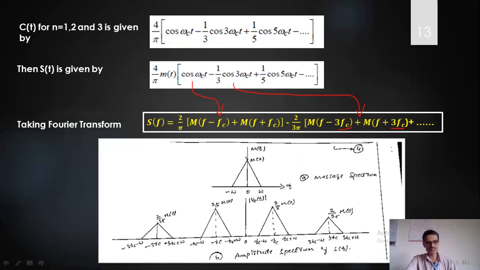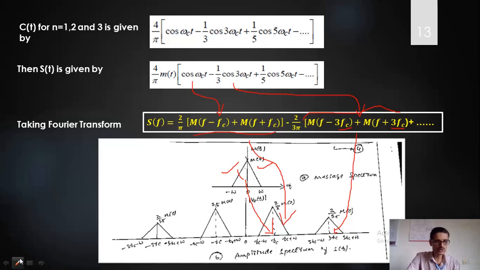If I represent this graphically in the frequency domain, this is my original spectrum m of f, which extends between 0 to w hertz. The bandwidth of w hertz is a low pass signal. Now this particular component is represented over here: the same spectrum of m of f shifted by fc. This other term represents m of f shifted by 3 fc, so centered at 3 fc I have the same spectrum of the message component, but shifted by 3 fc.